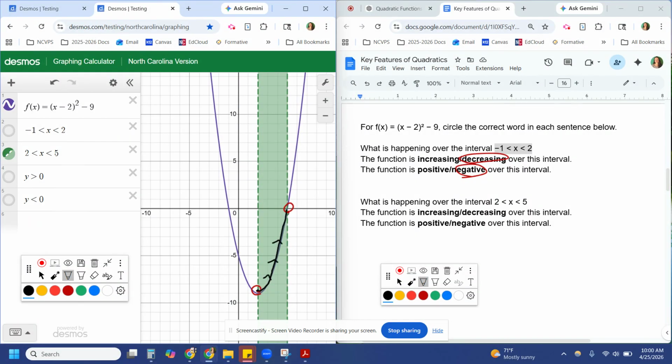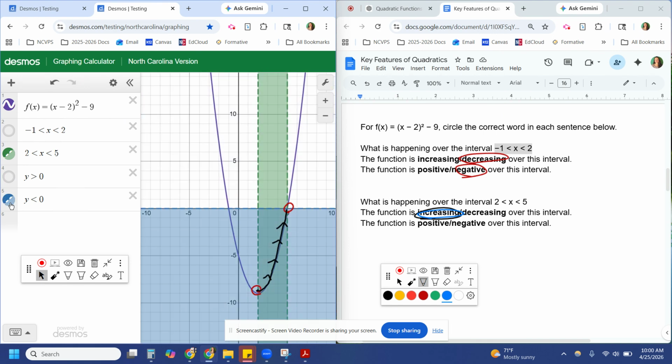What do you think? I hope you said increasing because the y values are going up. I was definitely tracing, and as I was tracing, my finger was moving up. Okay, are we above the x-axis or below? Above or below? I would say we're still below, right? We're still underneath that x-axis.